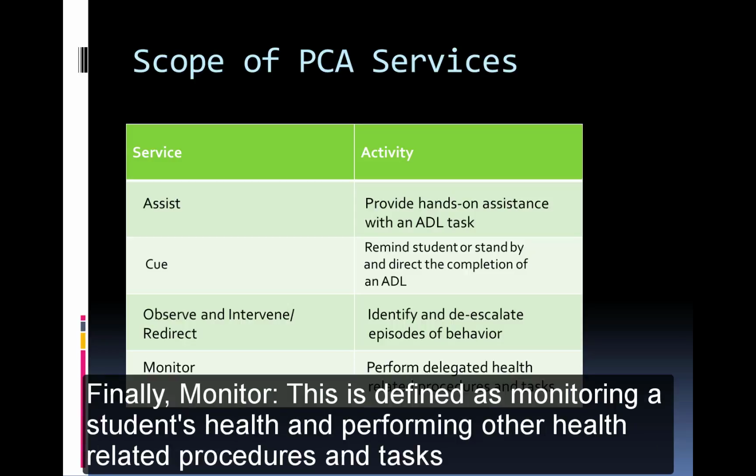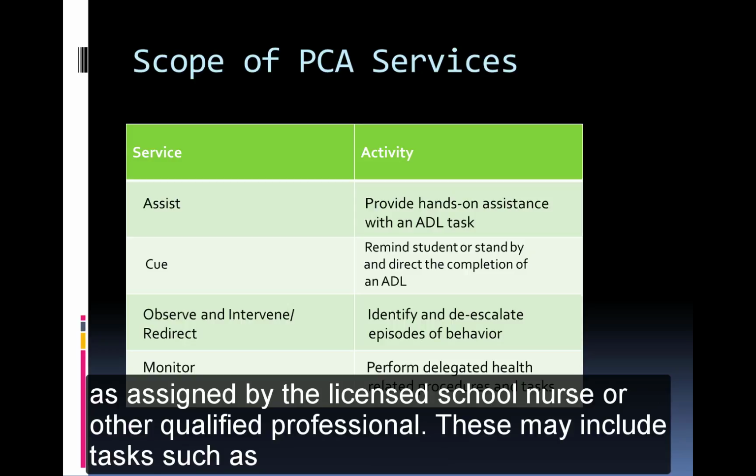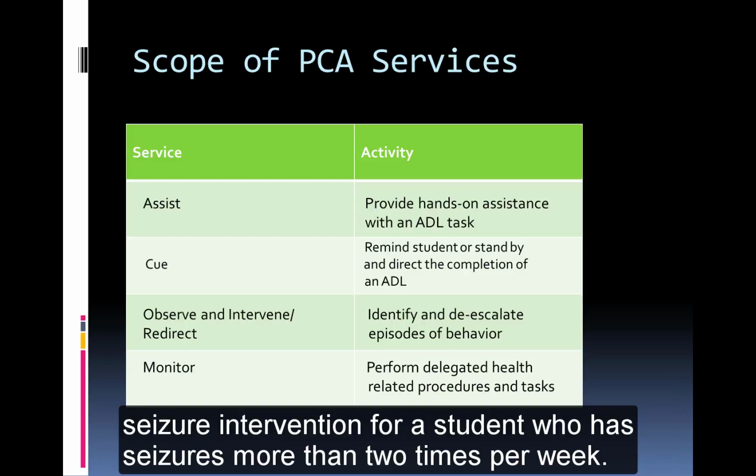Finally, monitor. This is defined as monitoring a student's health and performing other health-related procedures and tasks as assigned by the licensed school nurse or other qualified professional. These may include tasks such as seizure intervention for a student who has seizures more than 2 times per week.